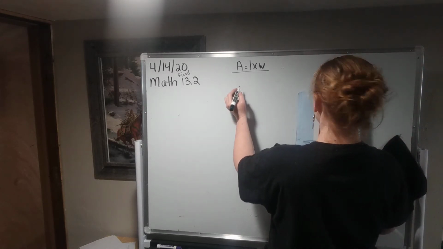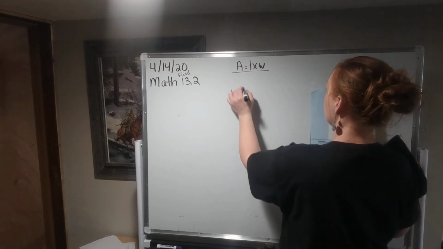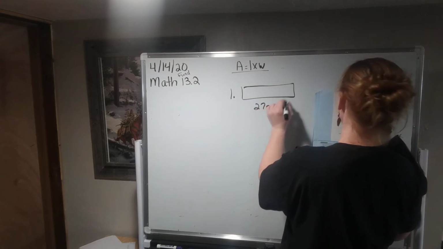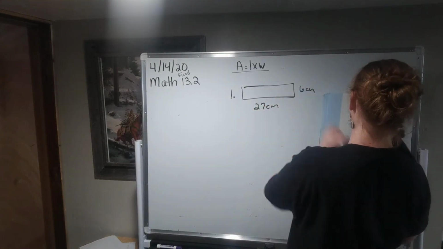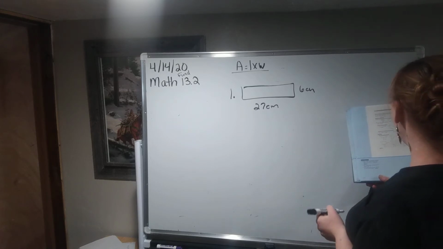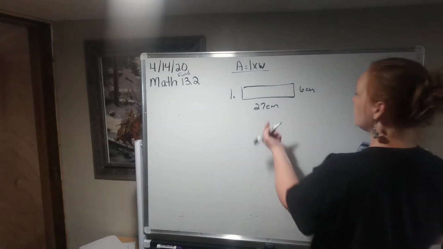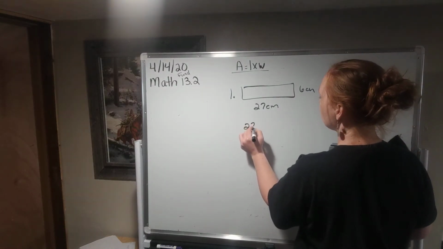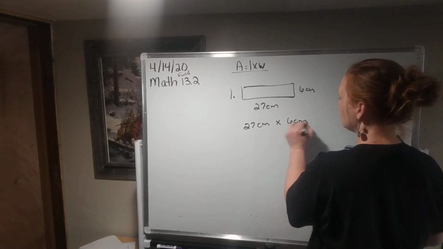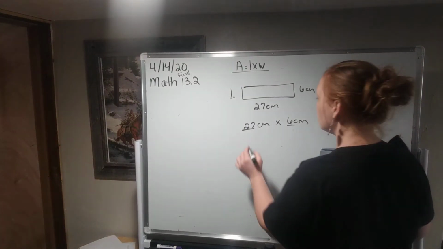They give us example 1 in the skill check and give us a rectangle 27 centimeters by 6 centimeters. And it says find the area of each figure. Okay, so we're going to be doing the length times the width. So we set up the problem, 27 centimeters times 6 centimeters. 27 times 6, you have a calculator. You can feel free to use that.